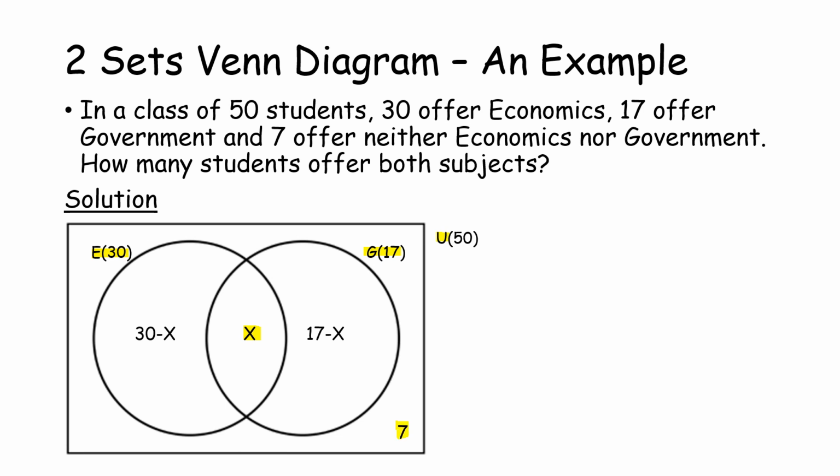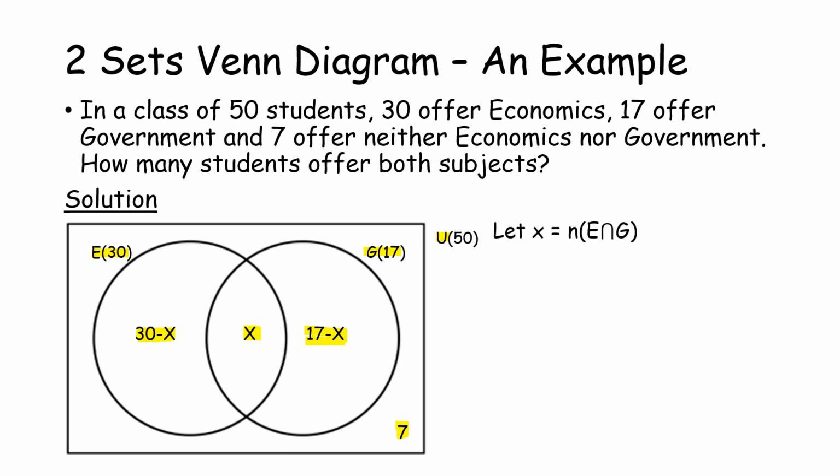Now, to find the number of students who offer only economics, we're going to have to deduct the number of students who offer both subjects from the number of students who offer economics. And that's going to give us 30 minus X. Likewise, to find the number of students who offer only government, we're going to have to deduct the number of students who offer both subjects from the number of students who offer government. And that's going to give us 17 minus X.